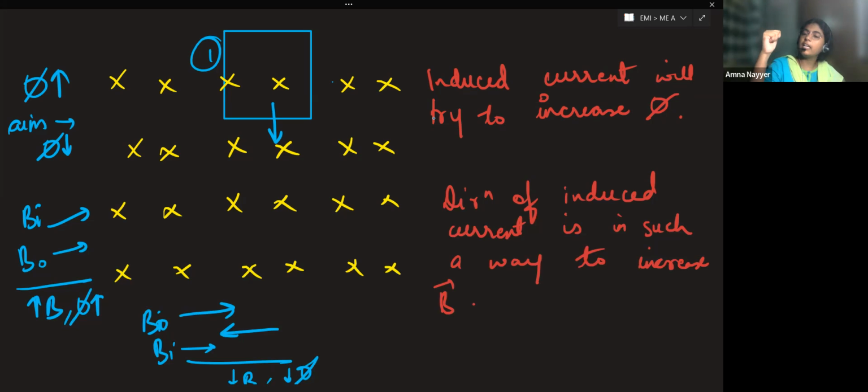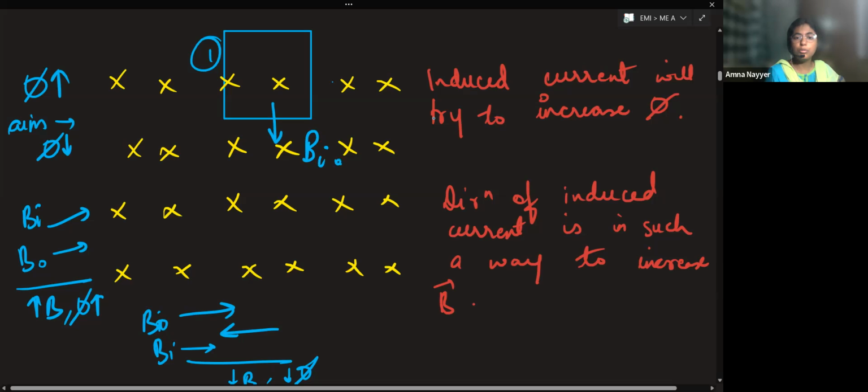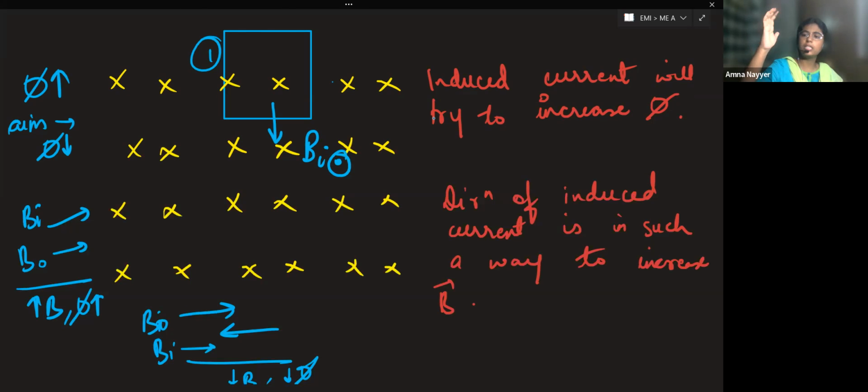So if the magnetic field is pointing outwards, then if I curl my fingers, I see my fingers are curling anti-clockwise. It means the direction of the induced magnetic field will be outwards, and if the magnetic field is outwards, then curl your fingers, this is anti-clockwise. So this becomes the direction of the induced current. This way you have to answer.